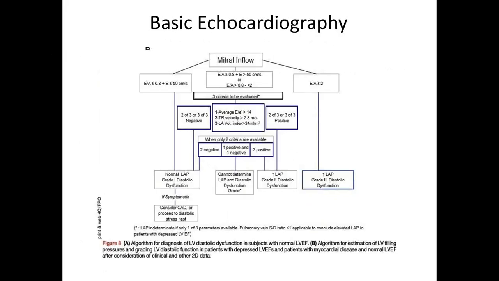Does the patient have diastolic dysfunction, yes or no? Look at your 4 variables. If they have 3 variables positive, then they have diastolic dysfunction. Then the next step is to grade the diastolic dysfunction. Is it grade 1? Is it grade 2? Or is it grade 3? Again, grade 1 do not have elevated filling pressures, so your TR velocity may be less than 2.8.